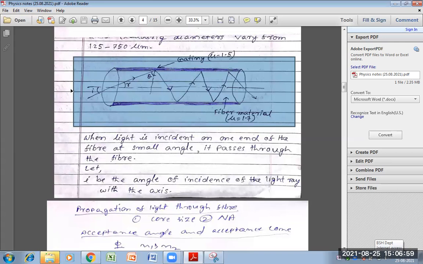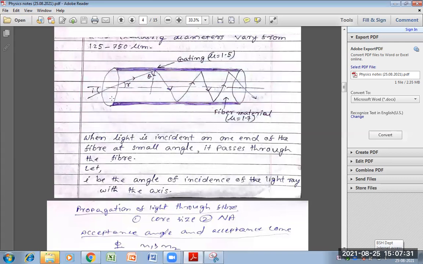If theta is the angle at which the ray is incident on the fiber boundary, here this is the boundary of the fiber, then this theta is equal to 90 degrees minus r. Suppose N1 is the refractive index of the fiber. If this theta is greater than the critical angle theta C, where theta C is equal to sine inverse of 1 by N, then the ray is totally internally reflected.